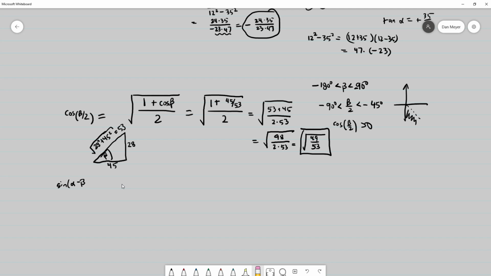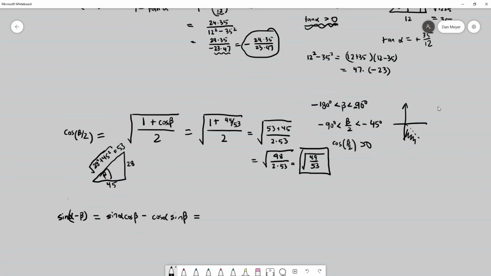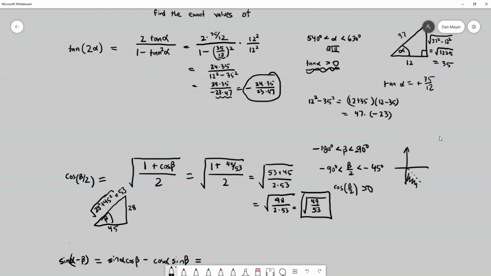Sine of alpha minus beta is my last problem here. Right, using our subtraction formula for sine of alpha minus beta, that'll be sine of alpha cosine beta minus cosine alpha sine beta. And we've already made both of our triangles, so we should be able to read both of these off. Let's see. Well, we got to be careful here.